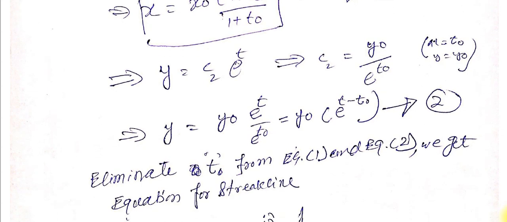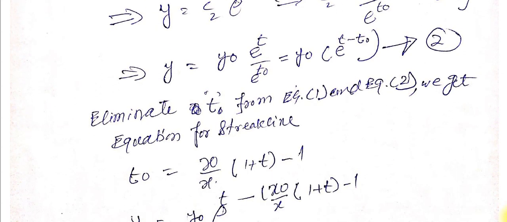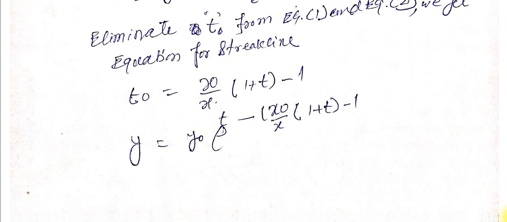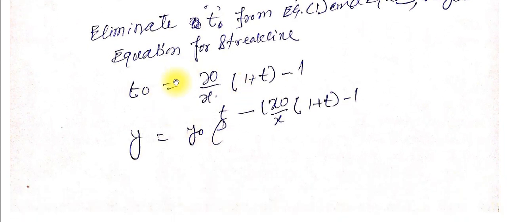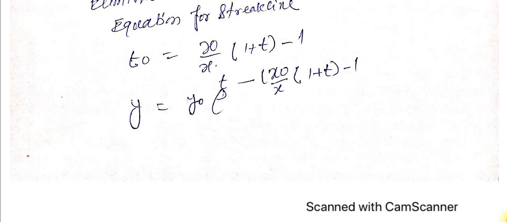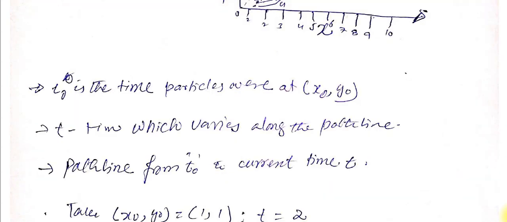t naught is the reference time. So you can see, eliminate t naught. I just found that t naught value from x and then incorporated it in y. Now x naught is the distance when time is 0. So now you can draw the streamline by putting these values.